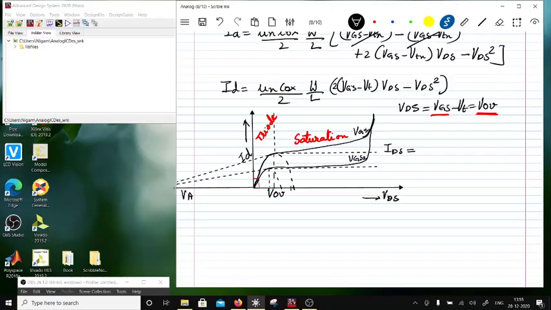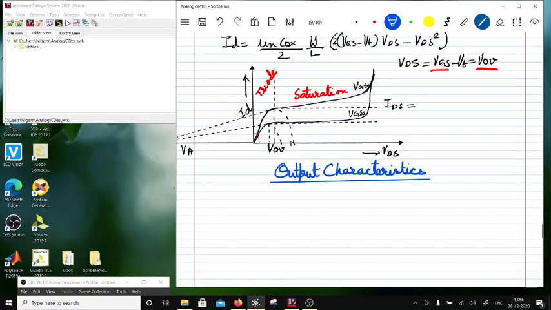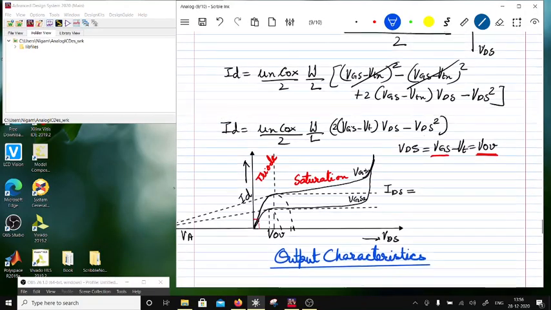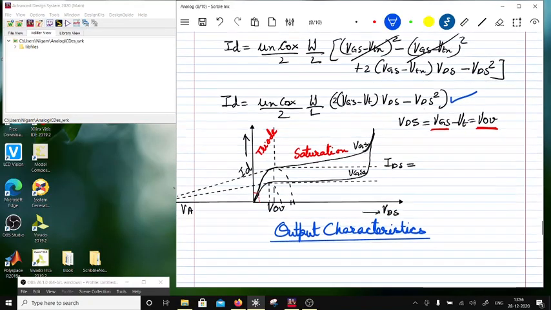Now, this is the nature of output current versus output voltage. So this is referred to as output characteristics. Now this equation is valid only for the triode region.